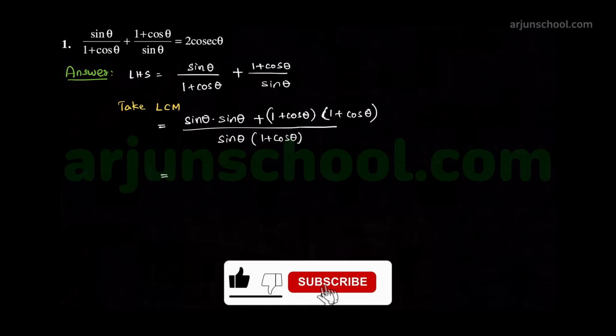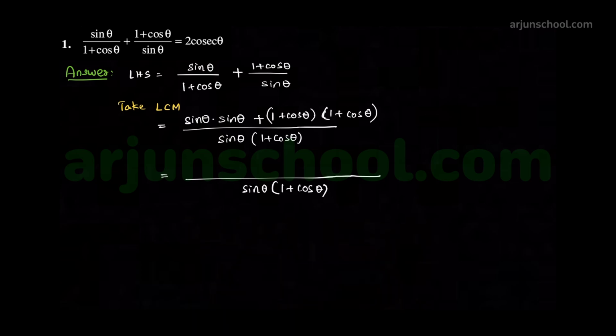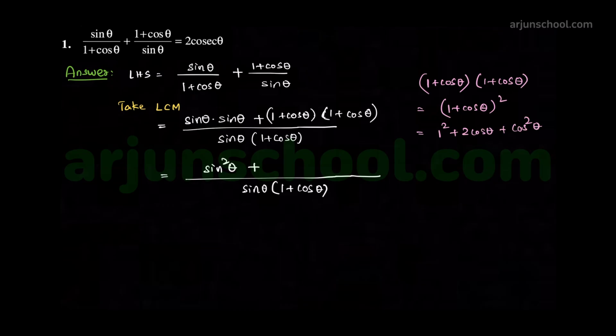Let us write the denominator as is, and in the numerator we have sin theta times sin theta, sin square theta plus 1 plus cos theta into 1 plus cos theta is equal to 1 plus cos theta whole square, which is of the form a plus b whole square. Therefore we can write it as 1 square plus 2 times 1 times cos theta plus cos square theta. Therefore 1 plus 2 cos theta plus cos square theta.